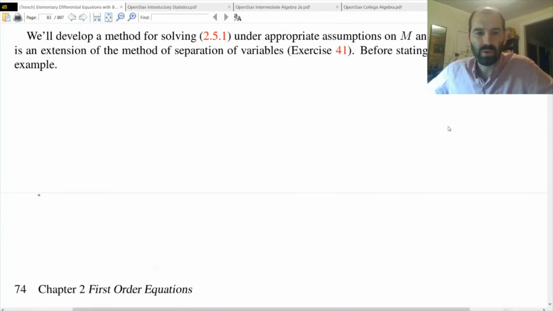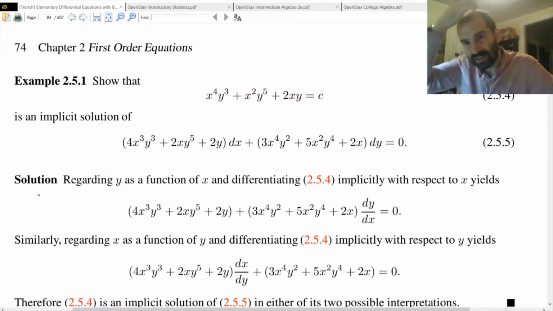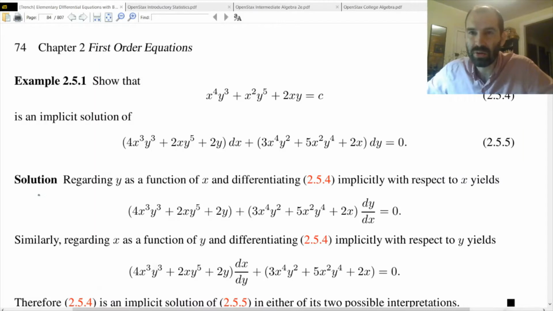Okay, so the next thing I want to look at here is an example of a solution to such an equation. What we have here is a function of x and y equals a constant, and they want us to show that that is a solution to this differential equation down here. This is the differential equation of the form we were just talking about. We've got a function of x and y times dx, plus a function of x and y times dy, equals 0, right? So how do we show that this is a solution to that equation?